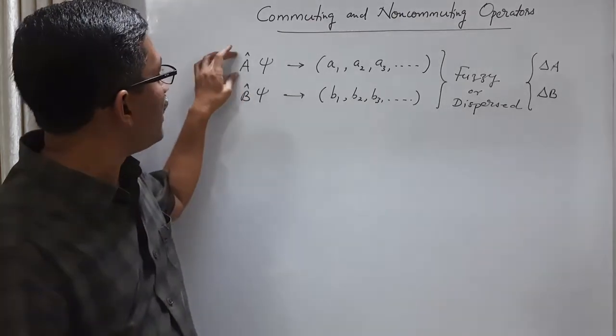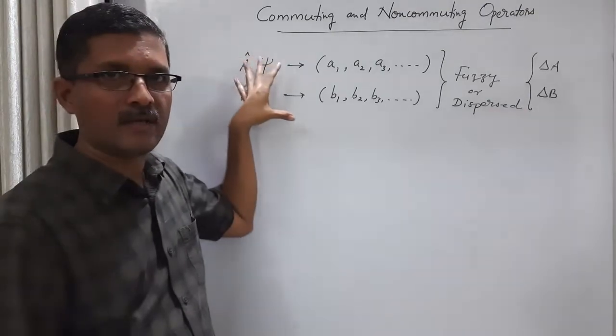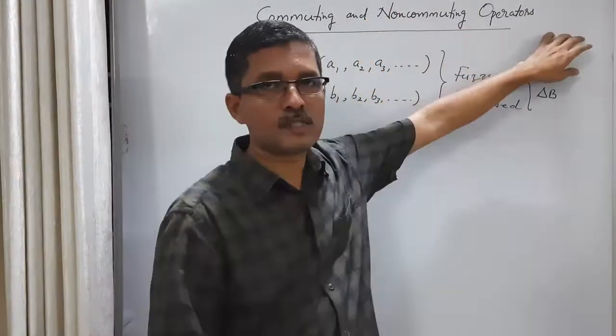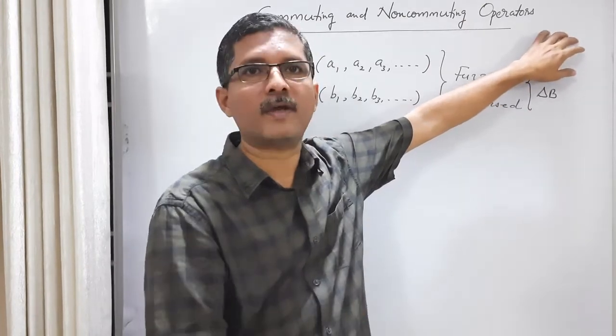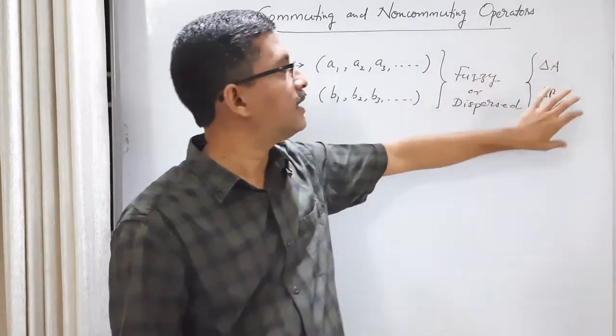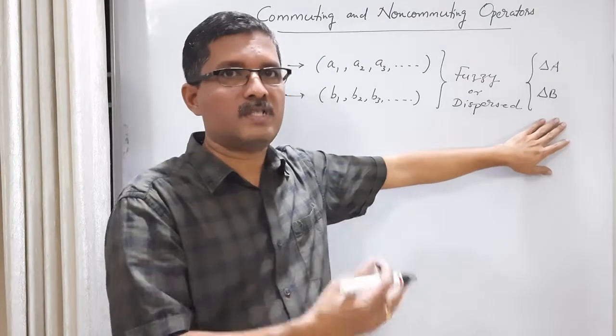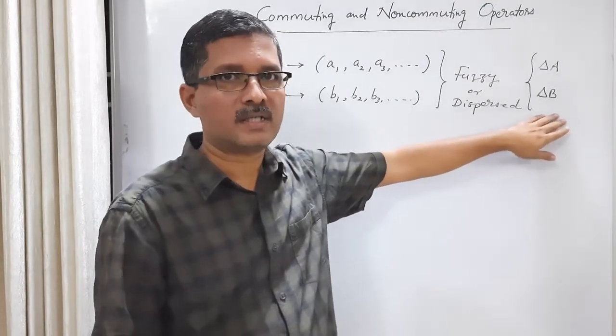Here we measure A and B in the same state psi. Delta A is a measure of the dispersion of A, or uncertainty of A. Delta B is a measure of the fuzziness or dispersion of B, or uncertainty in B.